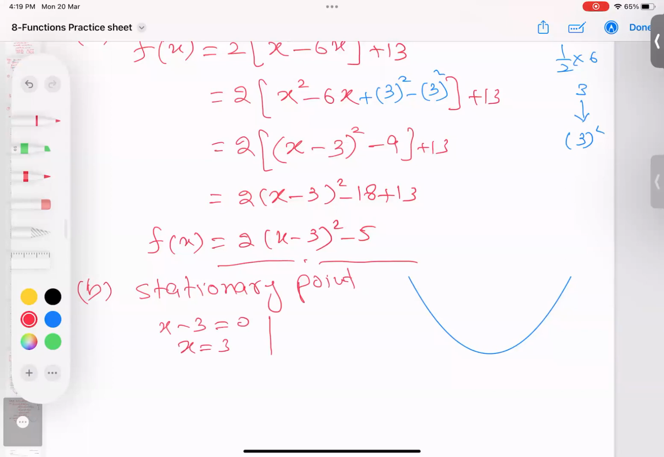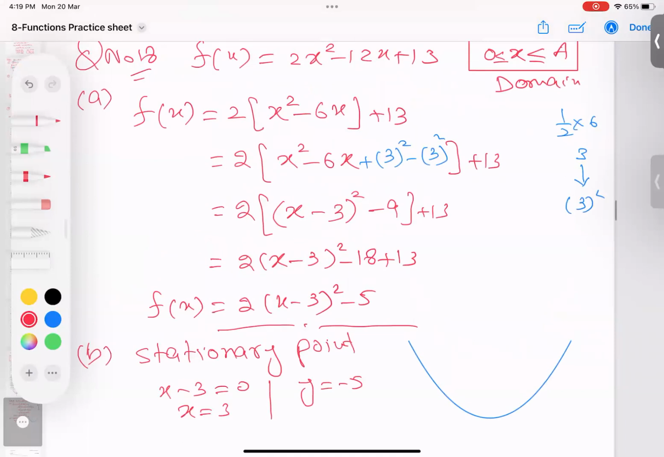And how to get the y value? The number outside, including sign, is called the y value. We can find it two or three ways. If I plug this 3 directly into this equation: 3 minus 3 is 0, 0 times 2 is 0, minus 5 is minus 5.